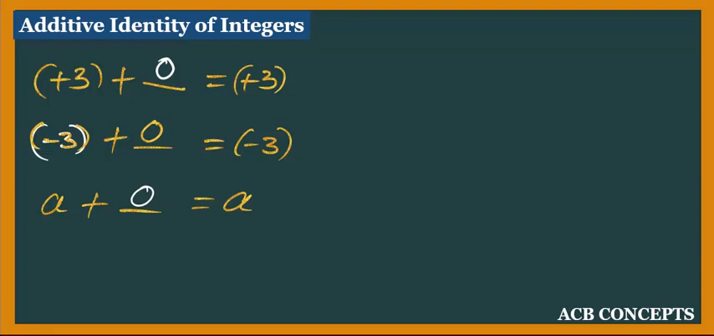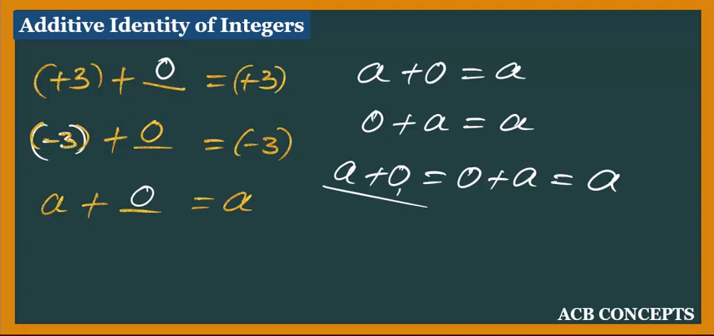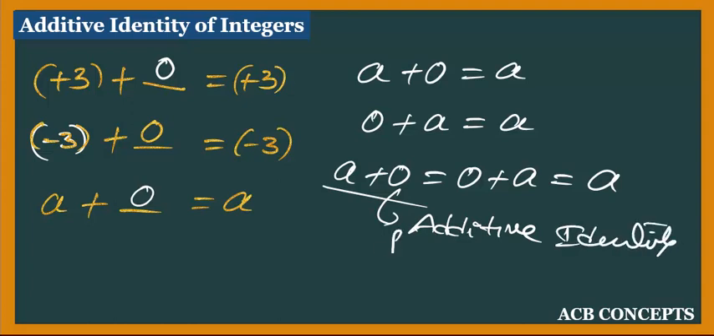So from this we can write a plus 0 is equal to a, or 0 plus a is equal to a, or a plus 0 is equal to 0 plus a is equal to a. So from this, 0 is the additive identity for integers.